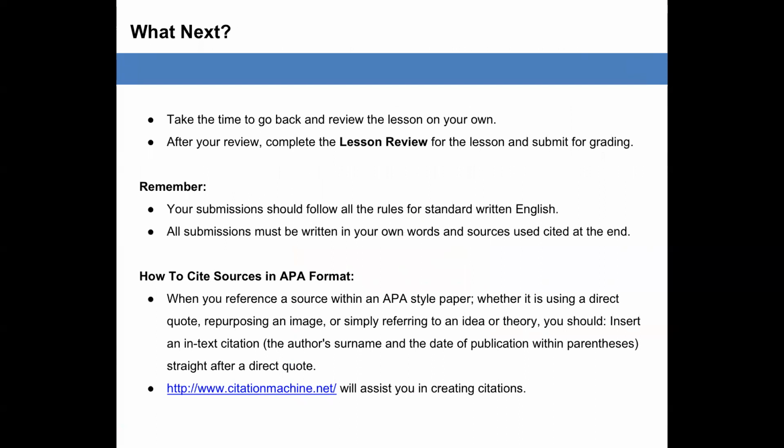How to cite sources in APA format. When you reference a source within an APA-style paper, whether it is using a direct quote, repurposing an image, or simply referring to an idea or theory, you should insert an in-text citation, the author's surname, and the date of publication within parentheses straight after a direct quote. CitationMachine.net will assist you in creating citations.